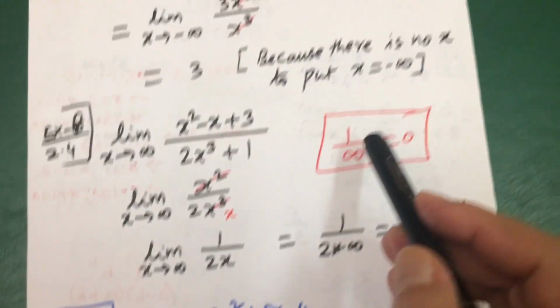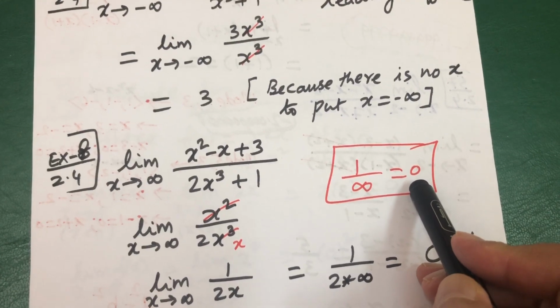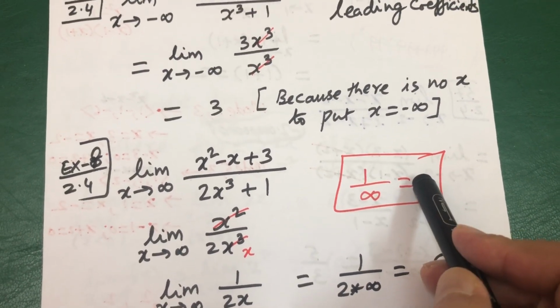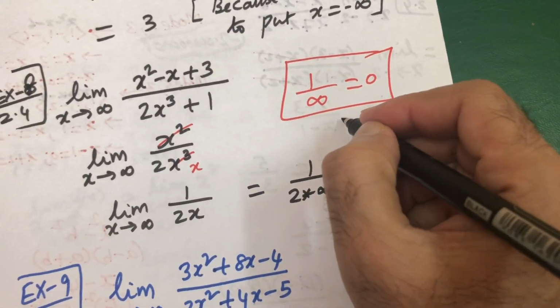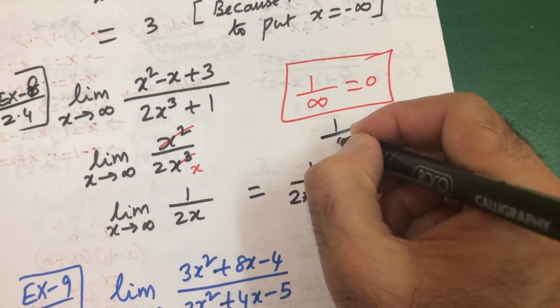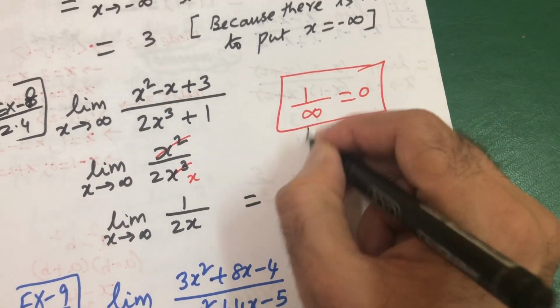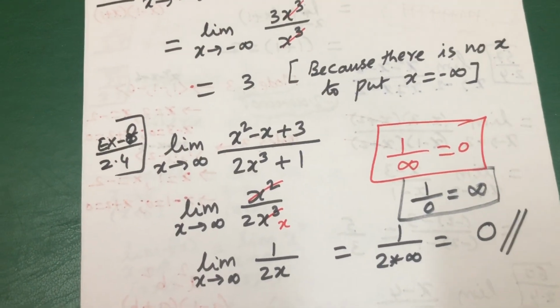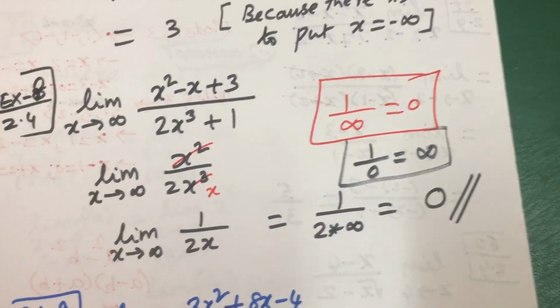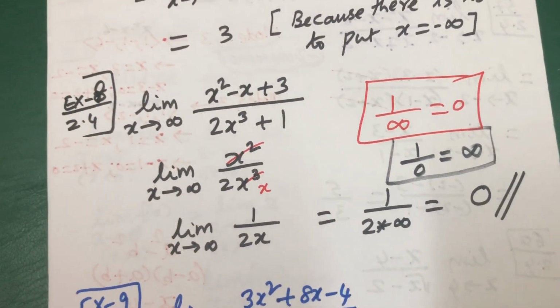Let us do it. You know that 1 over infinity is 0. Don't forget this one. 1 over 0 is infinity. 1 over infinity is also 0. So 1 over 0 will be infinity, and 1 over infinity is 0. Don't forget these simple things. Very simple things these are all. So let us do it.